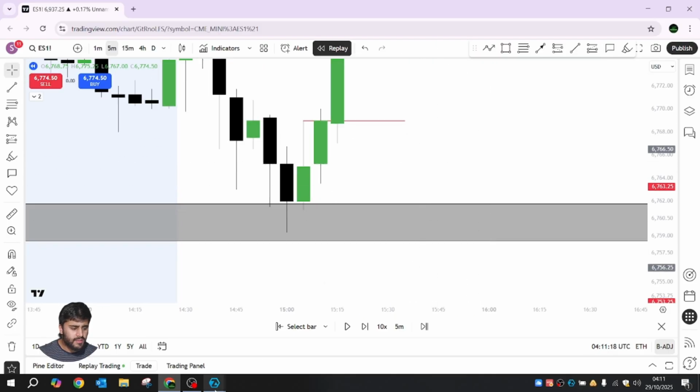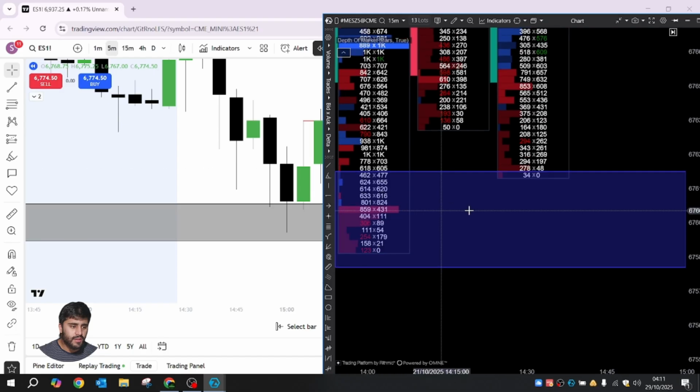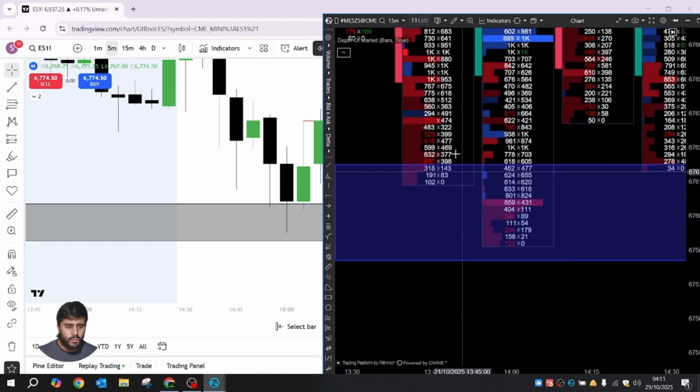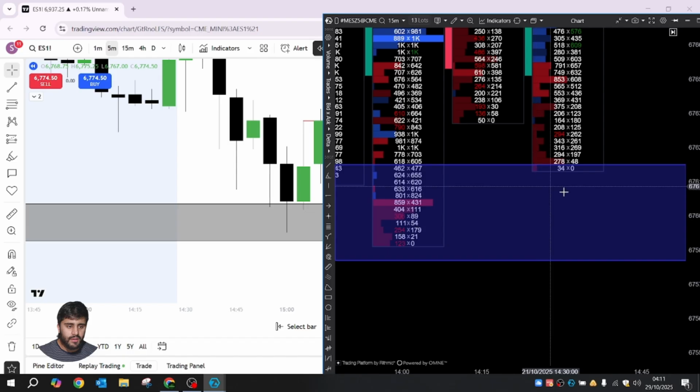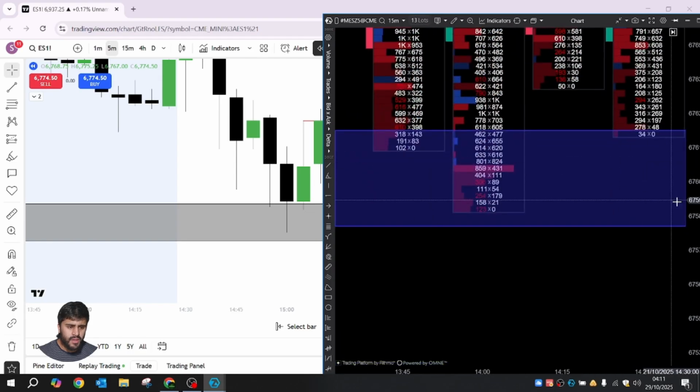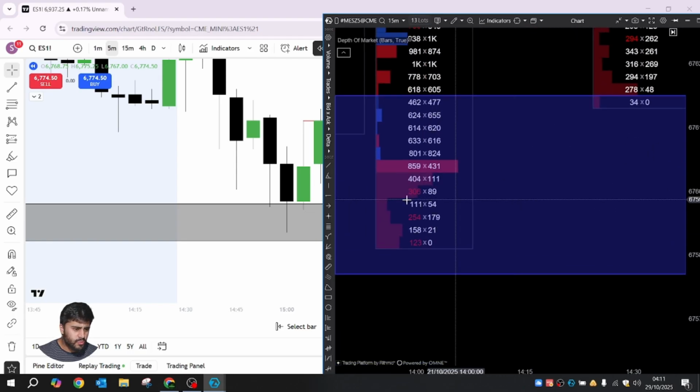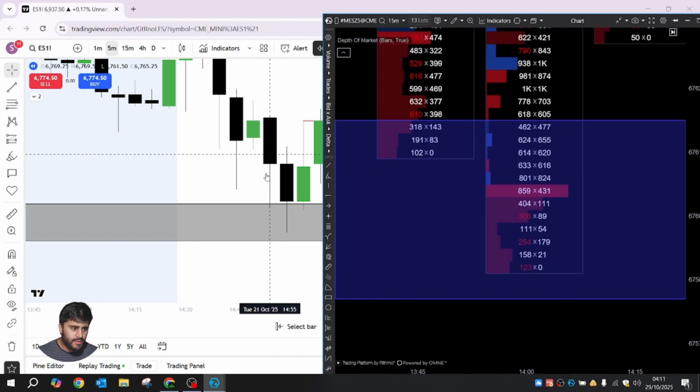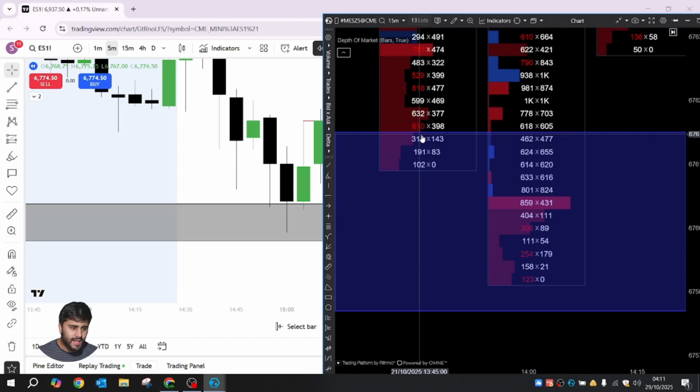Now that we've tapped into the level, let's see what's going on inside of the level. We had 1 tap, 2 tap, and then our 3rd tap before we really shot up. This is super, super important. Look at this candle, look at our first tap: 610 for 398, 318 for 143, 102 for 0. Significant red delta.